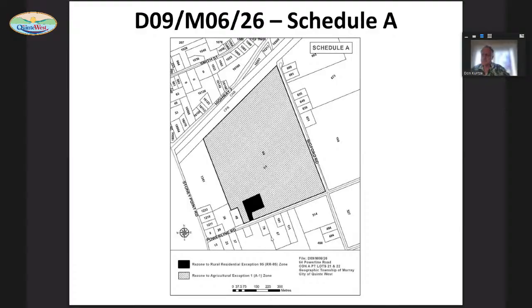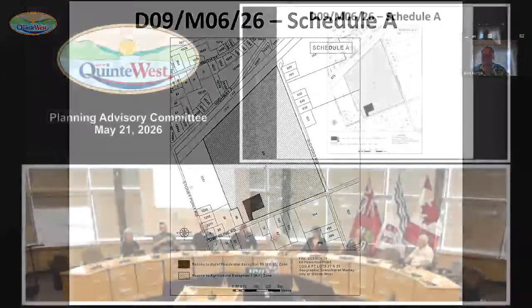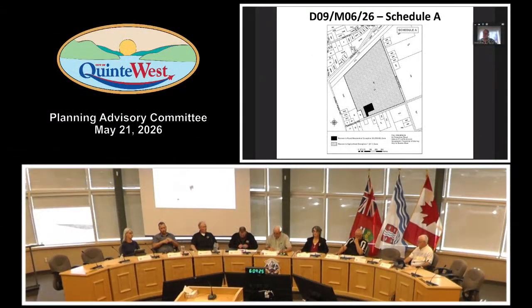The proposed severed lot is to be rezoned to the rural residential exception 95 zone in order to recognize the reduced lot frontage and the existing detached garage that is situated closer to the road than the existing single detached dwelling. Overall, the application meets the intent of the provincial planning statement, the city's official plan, and maintains the intent of the zoning bylaw. This application is recommended for approval. Okay, thank you very much. Do we have anyone in attendance who would wish to have any questions or opposition in regards to this application?